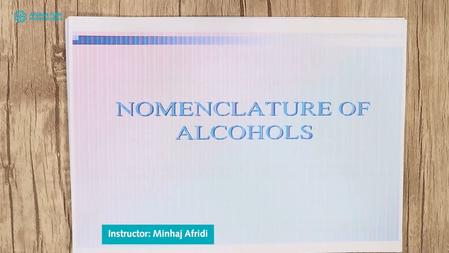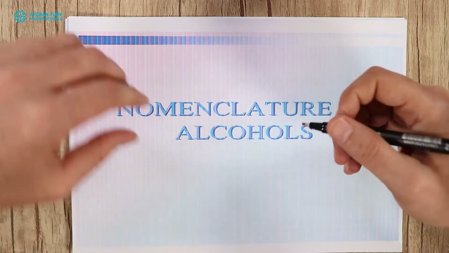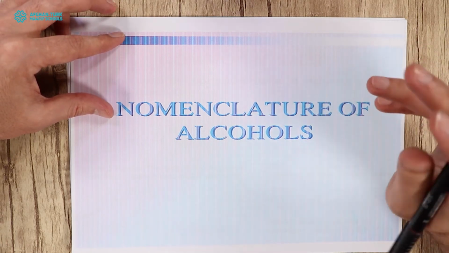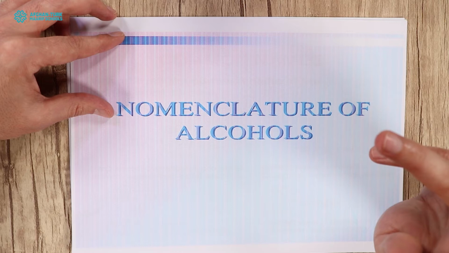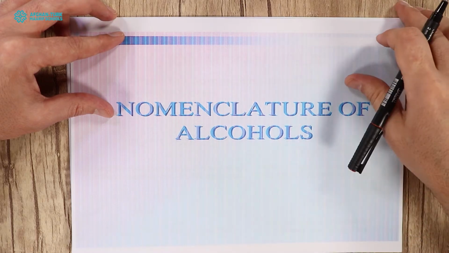Today we will talk about the nomenclatures of alcohols. We have two types of alcohol names here. For one type we can give the common name to it, and for the other type we can give the IUPAC name to it. Keep in mind that when we are talking about the nomenclature of alcohols, for each compound we have two names: one is the common name, the other is the IUPAC name.